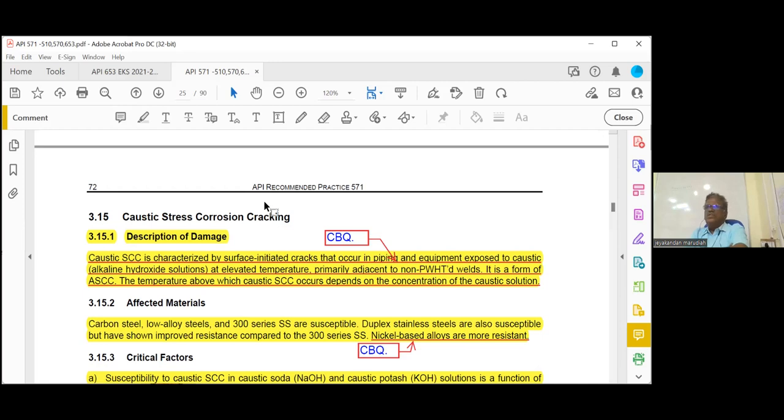I told you, if the caustic is freely moving in the water wall tubes, because of the temperature of more than 170 degrees Fahrenheit, it will cause corrosion. The corrosion will be in the form of grooving. This is all we see in caustic corrosion. Okay. Now, first understand what is meant by stress corrosion cracking.